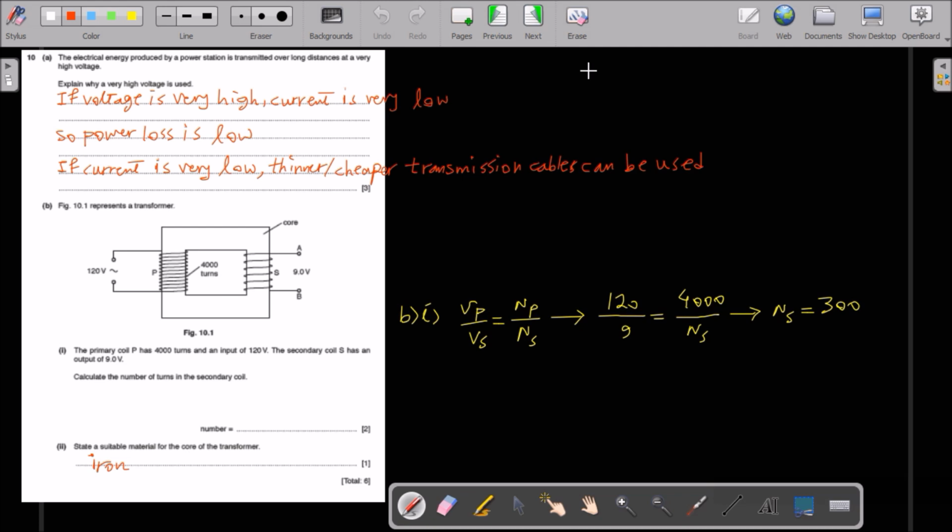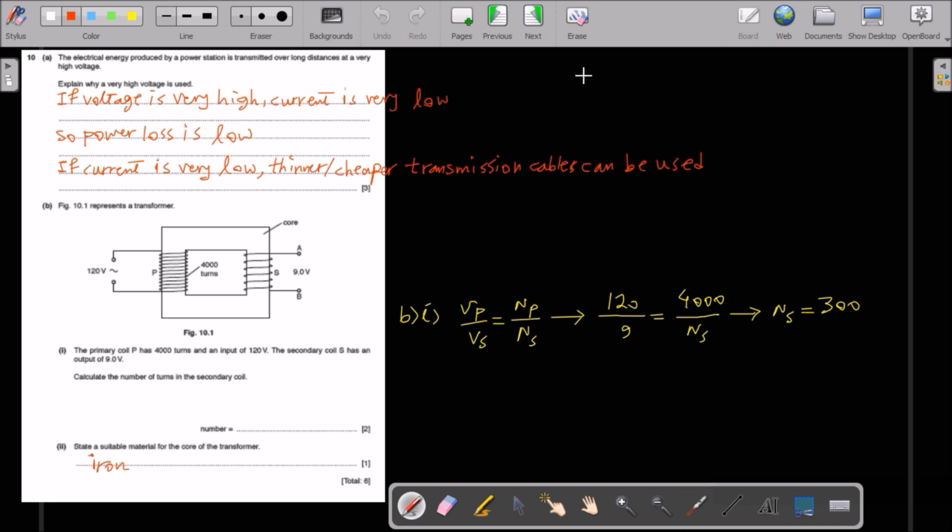That's why they don't use low voltage when transmitting electricity from the power station to cities. They use high voltage, because then the current will be low and power loss is very low. Thermal energy wasted is very much less compared to low voltage. And when the current is very low, you can use cheaper cables.